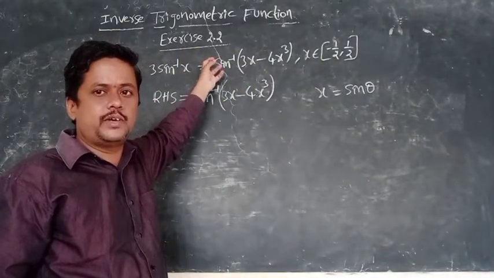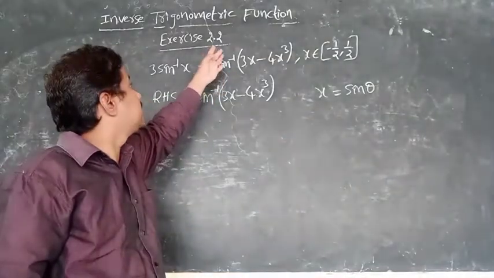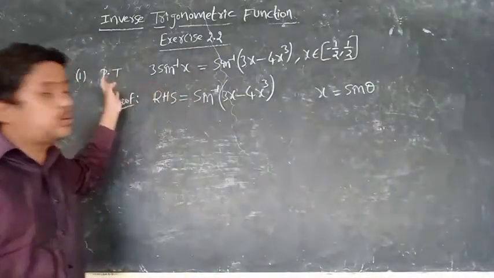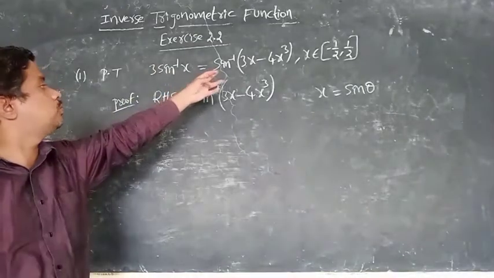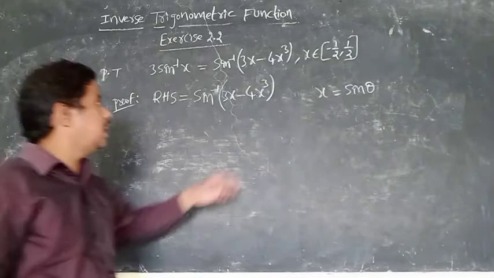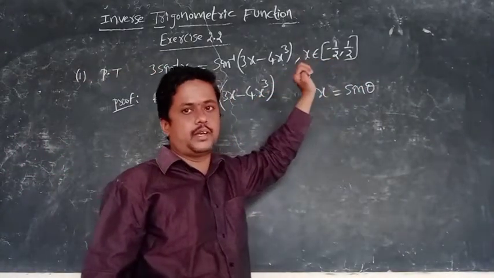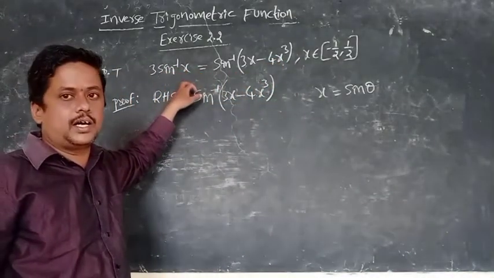Exercise 2.2, inverse trigonometric functions. First question: prove that 3 sin inverse x is equal to sin inverse of (3x minus 4x cubed), where x lies in the closed interval minus 1 by 2 to 1 by 2. This is the condition, and this is the problem I have to prove.